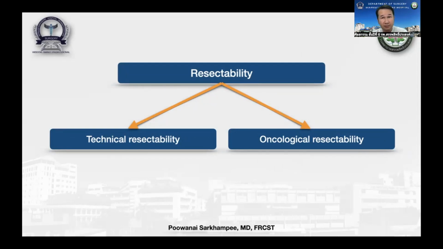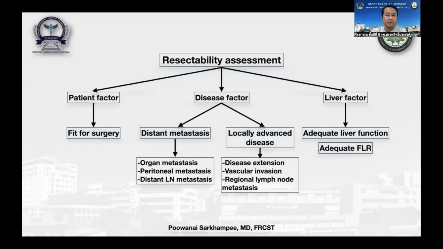We must be concerned about oncological resectability. Okay, so in my steps of resectability assessment, I must be concerned about three factors. The first factor is the patient. The second factor is disease factors. The third factor is liver factors. For the patient factors, the patient must be fit for surgery. If the performance score is the best, and the patient can walk and do routine activity by themselves, something like that. Okay, the patient factor is an important factor. It is the first thing you must consider.